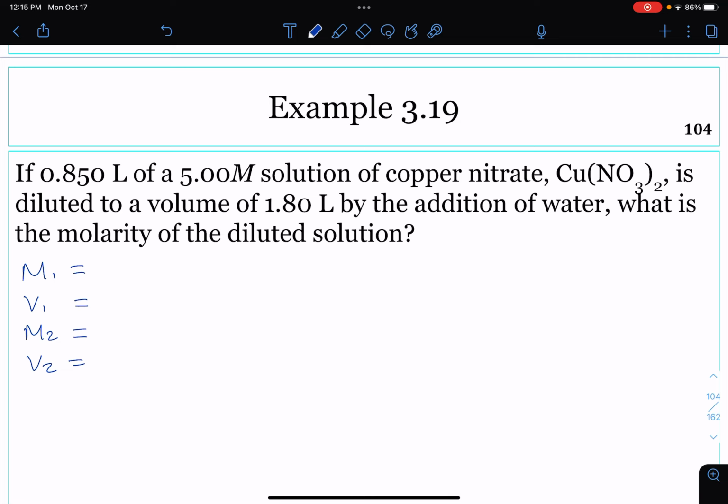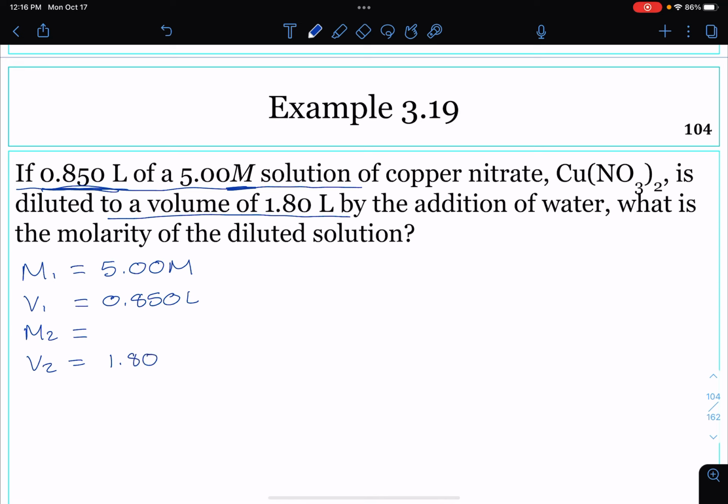Looking at the first sentence here, if 0.85 liters of a 5 molarity solution is diluted, that tells us that the first 2 numbers are the 1s, or the before dilution. So 5 molarity is equal to M1, and 0.85 liters is equal to V1. We are diluting this solution to a volume of 1.8 liters, and that is our V2. And we are solving for M2.